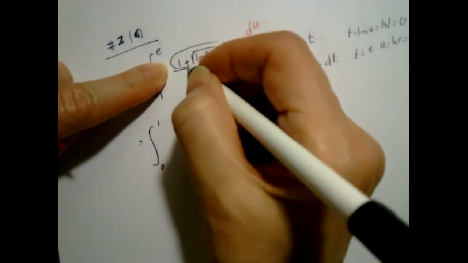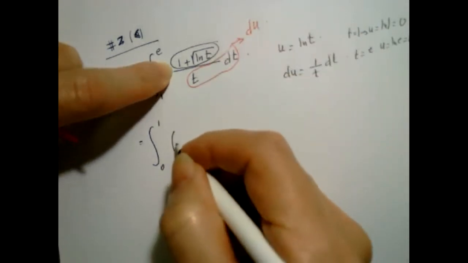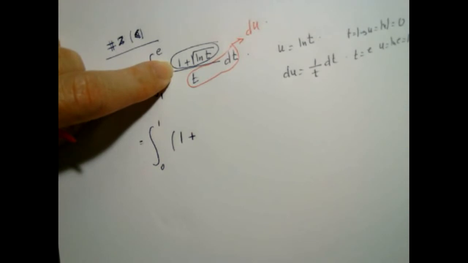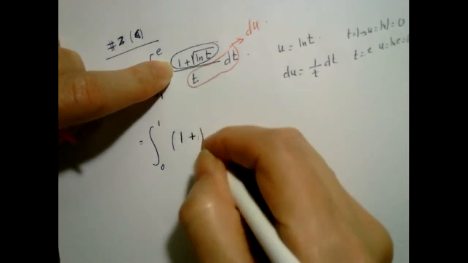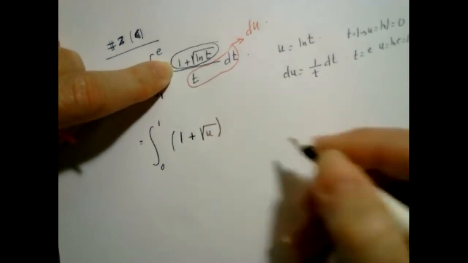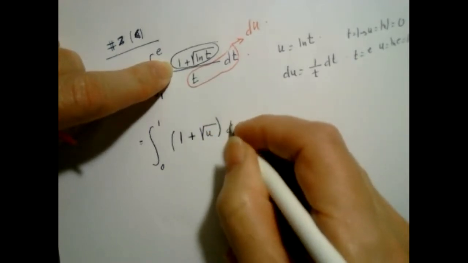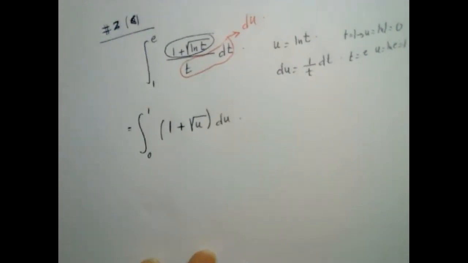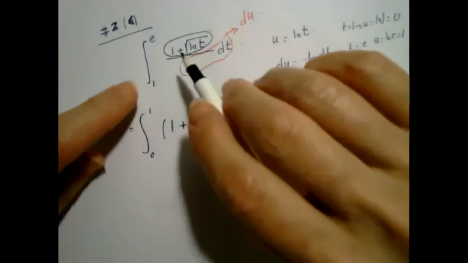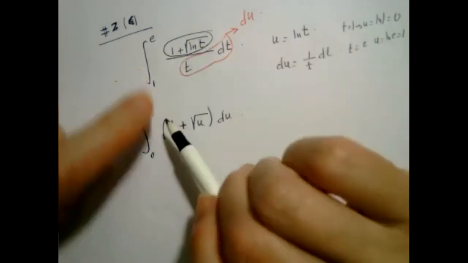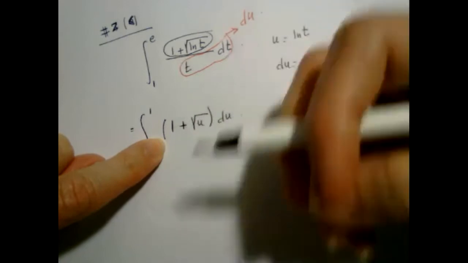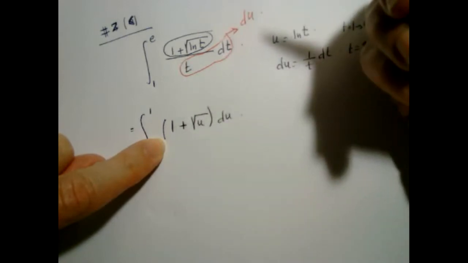This is 1 plus the square root. So when you substitute, the 1 stays. The 1 doesn't go. You cannot just out of the blue throw 1 away. And the square root of ln t will become the square root of u, du. That's what will become an integral in u. So one mistake a lot of you made is letting this 1 disappear. You cannot let it disappear. The 1 has to stay. You're basically substituting term by term.